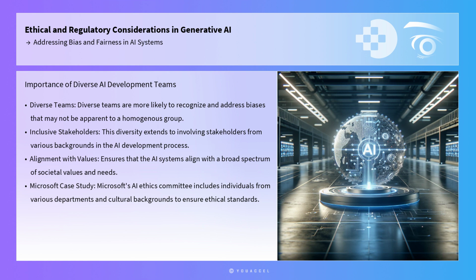Another essential aspect is the establishment of a diverse and inclusive AI development team. Diverse teams are more likely to recognize and address biases that may not be apparent to a homogeneous group. This diversity extends to involving stakeholders from various backgrounds in the AI development process, ensuring that the AI systems align with a broad spectrum of societal values and needs. A practical example of this approach can be seen in the case study of Microsoft's AI Ethics Committee, which includes individuals from various departments and cultural backgrounds to oversee AI projects and ensure they meet ethical standards.